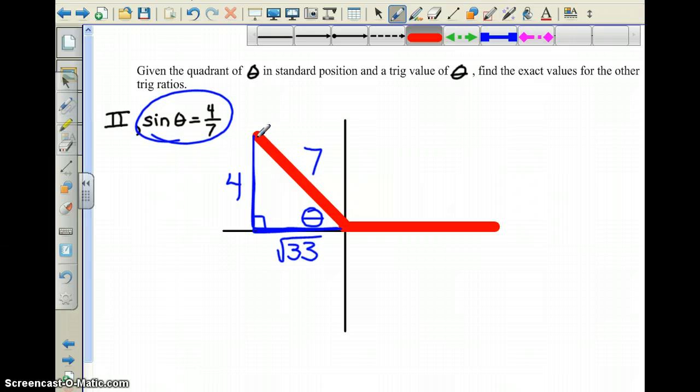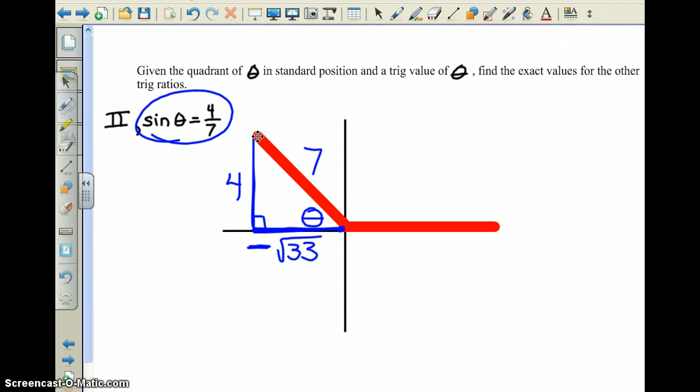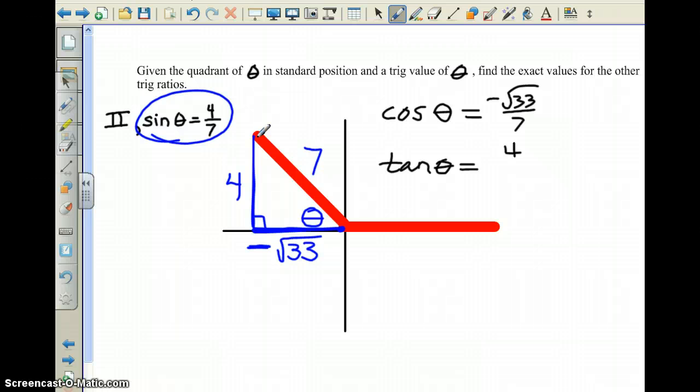And one thing you're going to need to be careful of here is on this triangle, when you start at the origin and go to the left for this radical 33, we need to put the negative sign there to give it that direction that the triangle is kind of headed to the left of the origin. And now it's just a matter of going and getting our other 5 trig functions. So cos theta would be adjacent over hypotenuse. Tan theta will be opposite over adjacent, so the opposite is 4. The adjacent is negative radical 33.